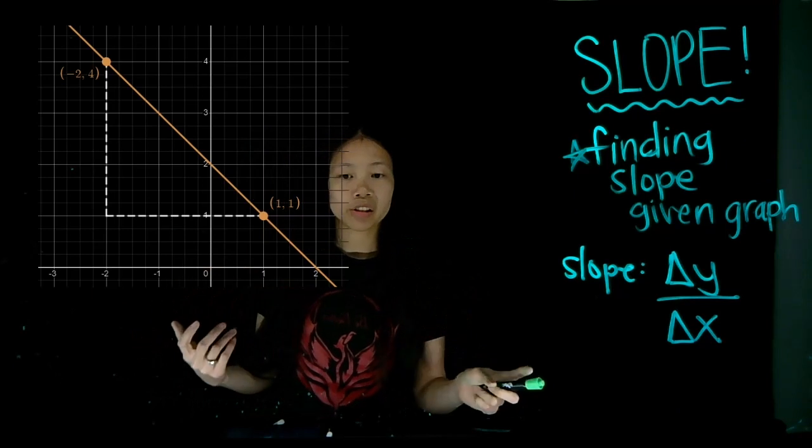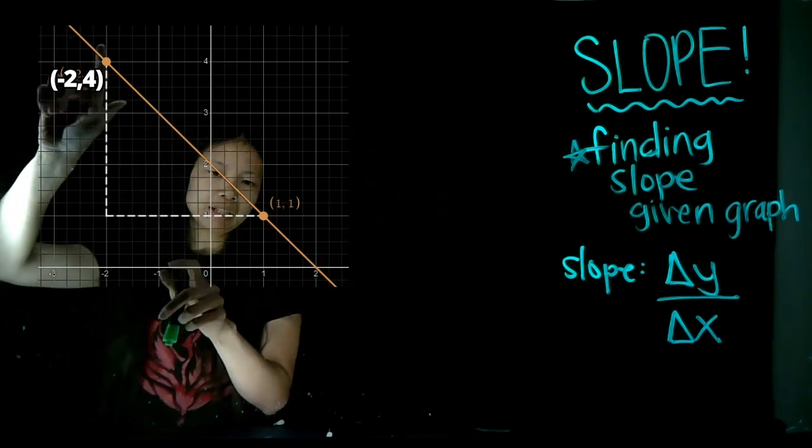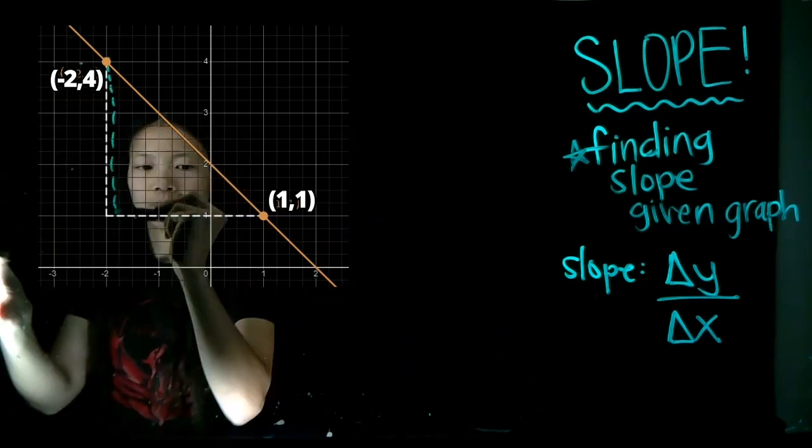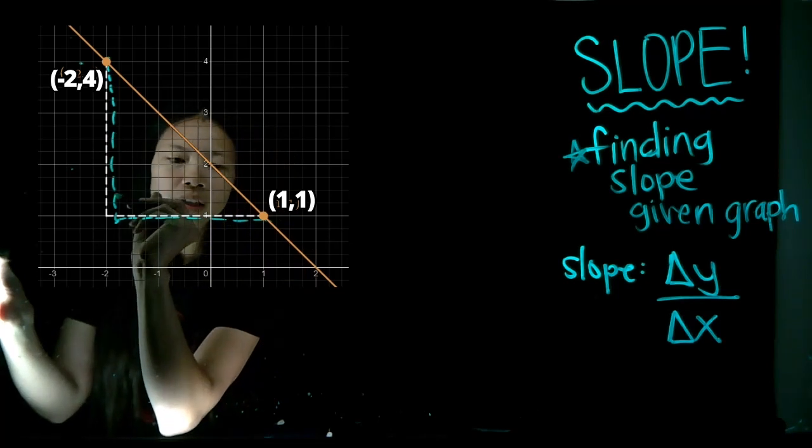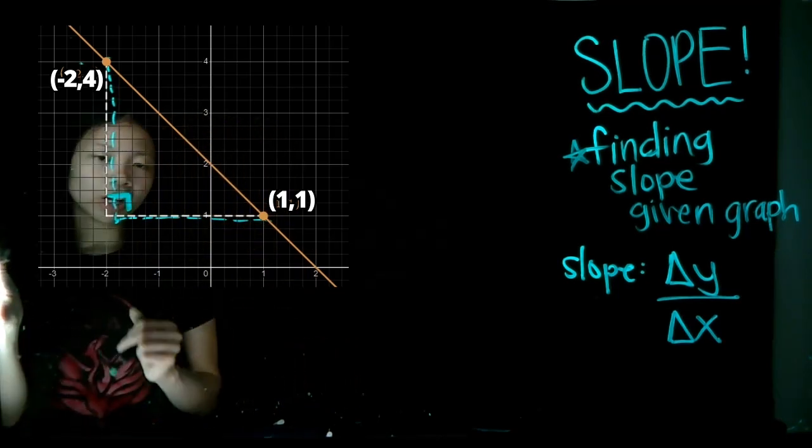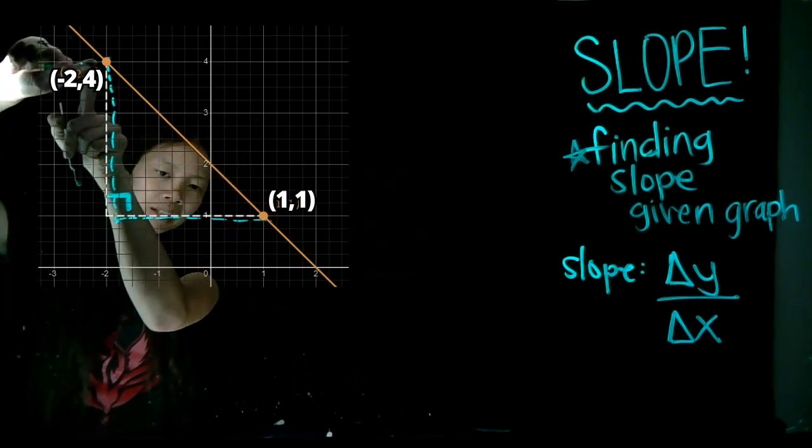All right, let's find the slope. Given this graph, we've got points (-2, 4) and (1, 1). We draw our slope triangle. Remember, our slope triangle gives us a 90 degree angle. We want to find our change in y, aka how far apart my y values are.